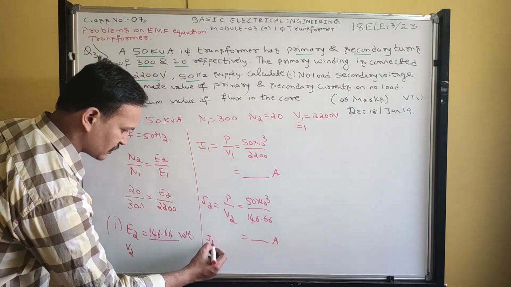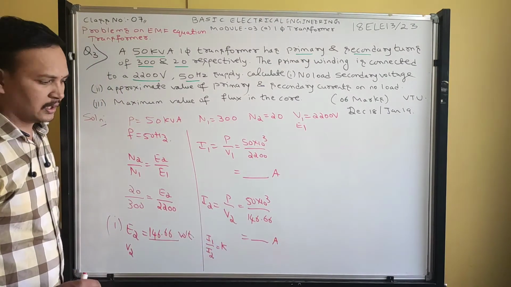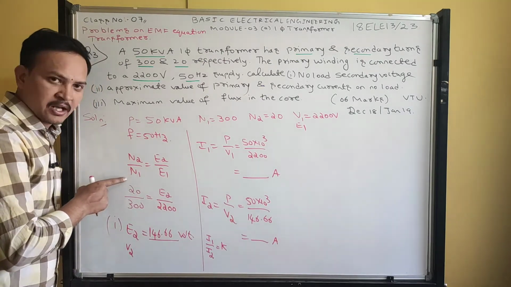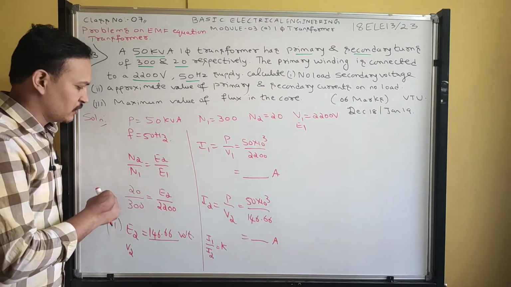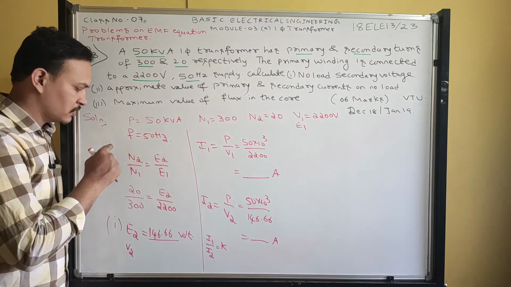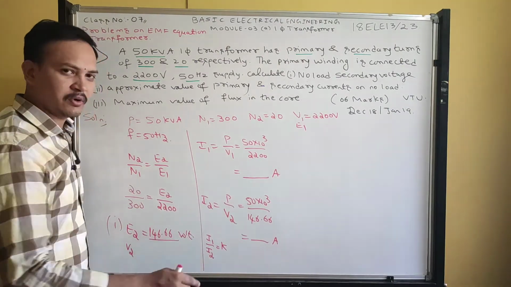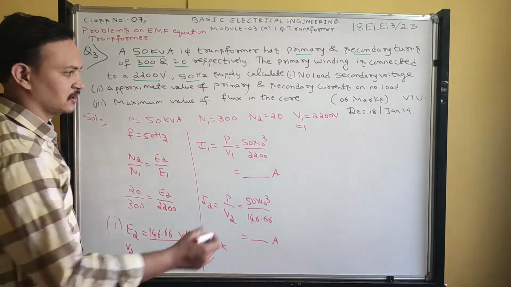Later do this ratio. I1 by I2 is equal to what? K. And N2 by N1 is also K. The K value you got from this data, you should get the same answer from this ratio also. If you got that, whatever you have done is correct.